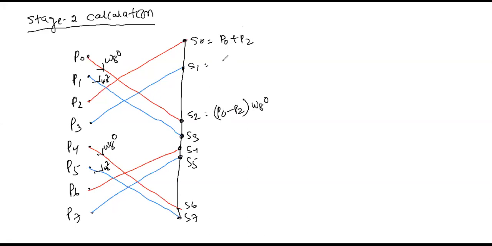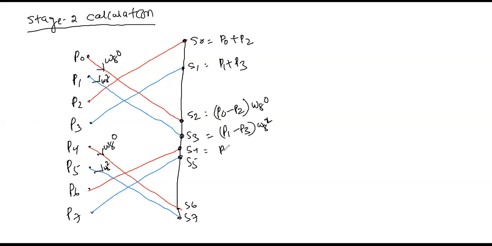And what is S1? P1 plus P3. Very good. Then S3? P1 minus P3 into omega 8 1, sorry, omega 8 2, not 1. Omega 8 2 is the twiddle factor. Same way we can write for S4.